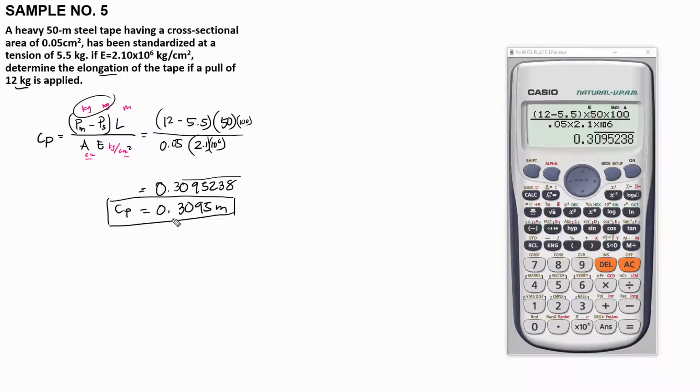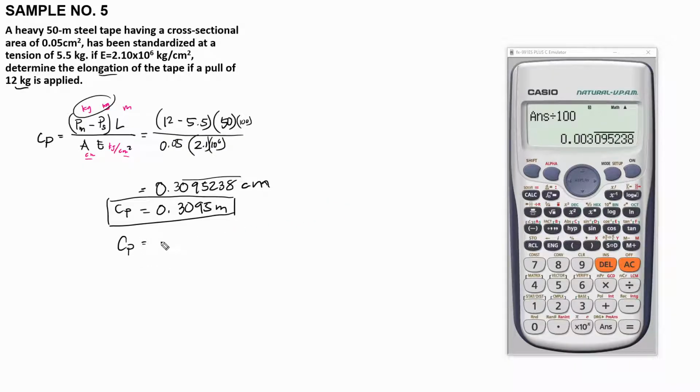So, depende kung i-layout nila or i-measure nila. Pero yun yung formula natin. Yun yung value ng correction na i-apply natin. Okay? Ay, sorry. That is centimeter pala, no? Huwag kalimutan. So, i-divide pa natin siya ng 100 para maging meters, kasi parang sobrang laki.